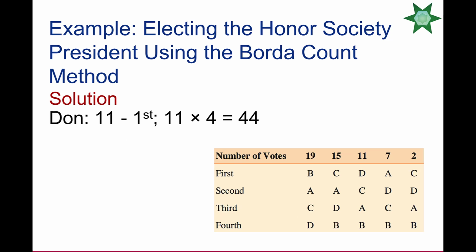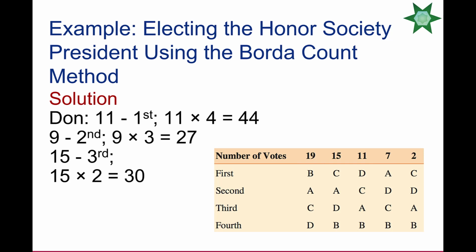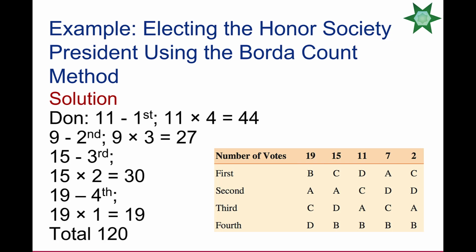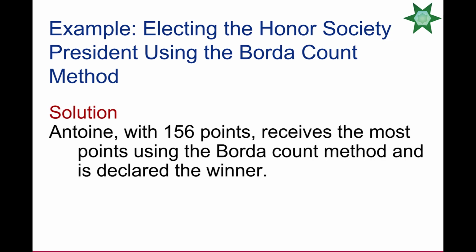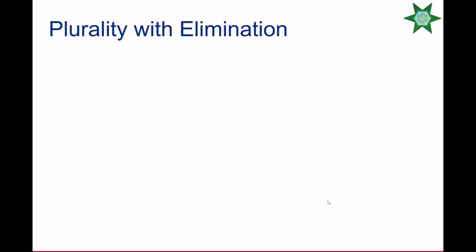And then finally, Don. Don had 11 first place votes, each worth 4 points, that's 44 points. He had 9 second place votes, which are worth 3 points, that gives him 27. He has 15 third place, which are worth 2 points, that gives him 30. And he has 19 fourth place, which are each worth 1 point. And if we add those up, he has 120 points. So Antoine, with 156 points, receives the most points using Borda count and is declared the winner.